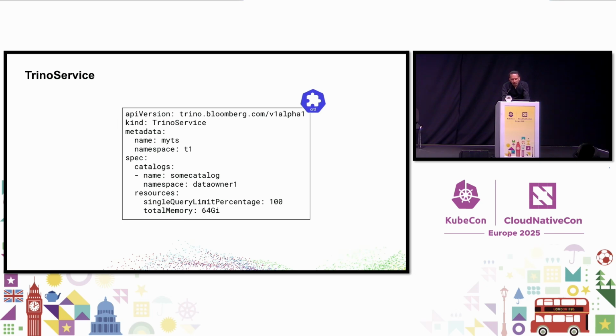So to simplify the workflow for Trino service owners, we introduced a custom resource with very limited configuration. In this example, the Trino service custom resource has a list of catalogs to be mounted, and the amount of memory that users want to allocate to their Trino clusters in our platform. Our Kubernetes controller generates fully detailed configuration from these limited parameters behind the scenes.